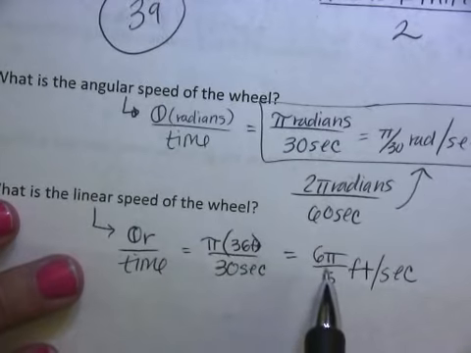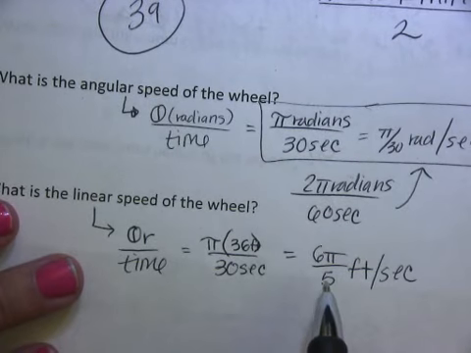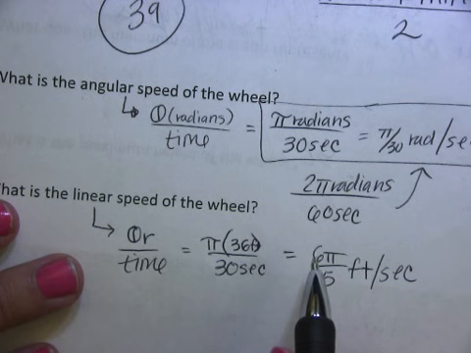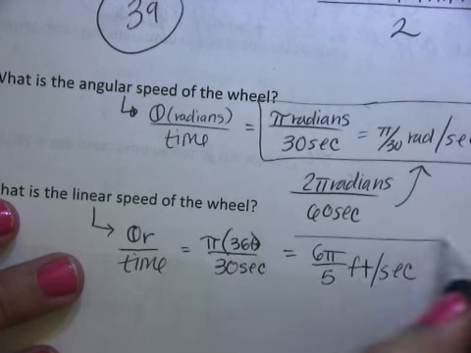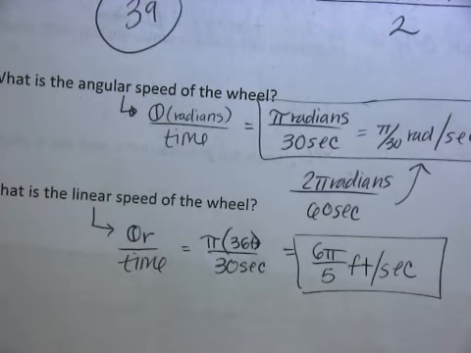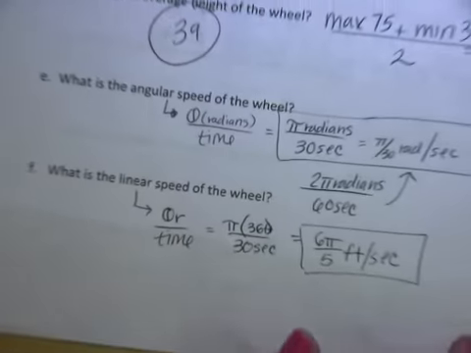Again, that can be read as 6 pi feet every 5 seconds, or it can be looked at as 6 pi over 5 feet every 1 second. Both of those are the same thing. If you have more questions about this, you're going to get back your tide problem.